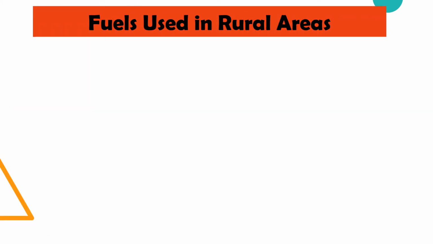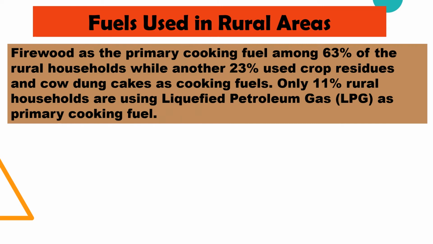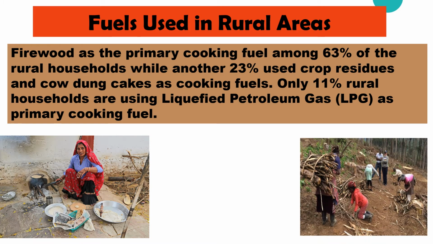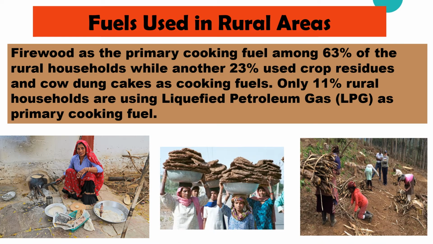Now, let's see what are the fuels that are used in rural areas. Firewood is the primary cooking fuel among 63% of the rural households, while another 23% used crop residues and cow dung cakes as cooking fuels. Only 11% rural households are using liquefied petroleum gas as primary cooking fuel.